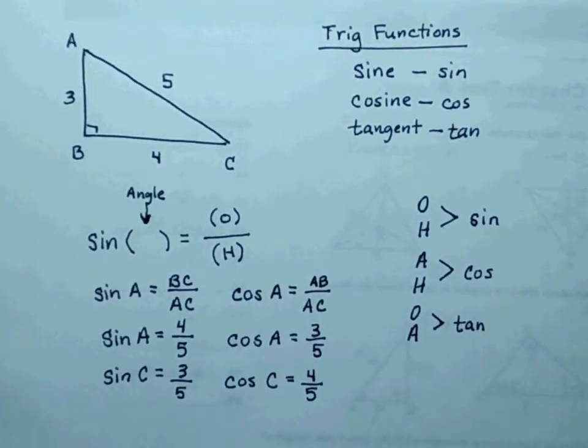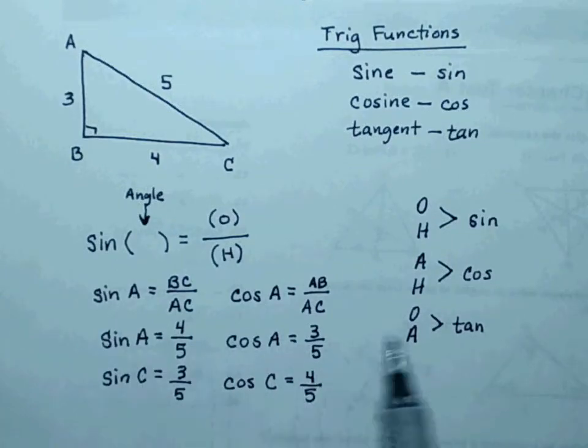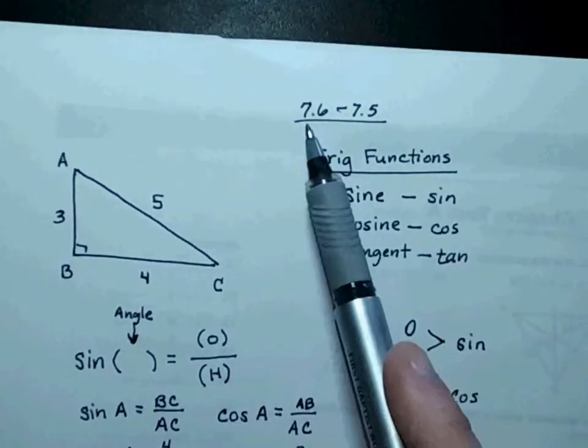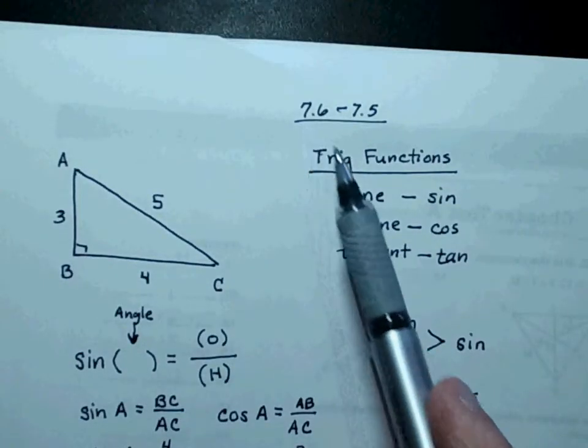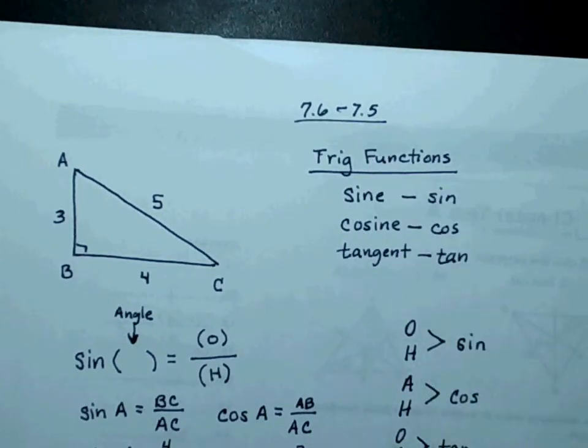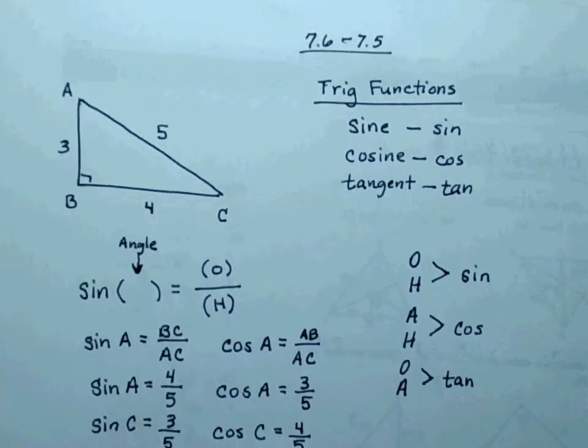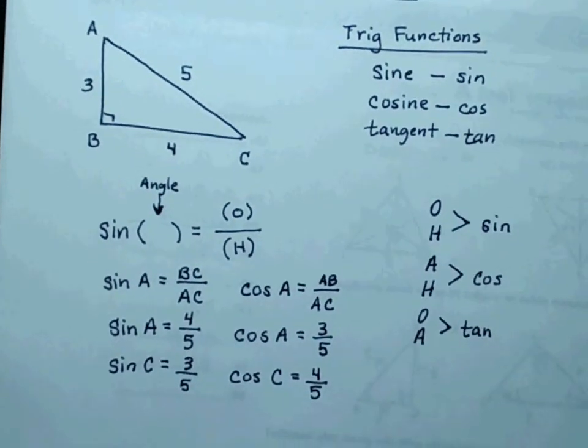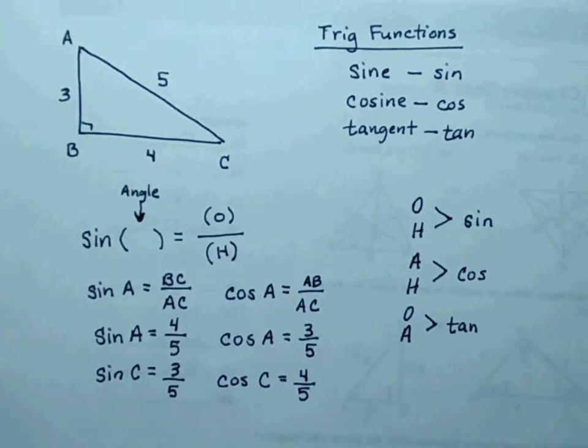Sine and cosine are covered in lesson 7.6. The tangent function is covered in 7.5, so at the end, I'll do all of our tangent stuff. So, sine and cosine. Sine is opposite over hypotenuse. Cosine is adjacent over hypotenuse.